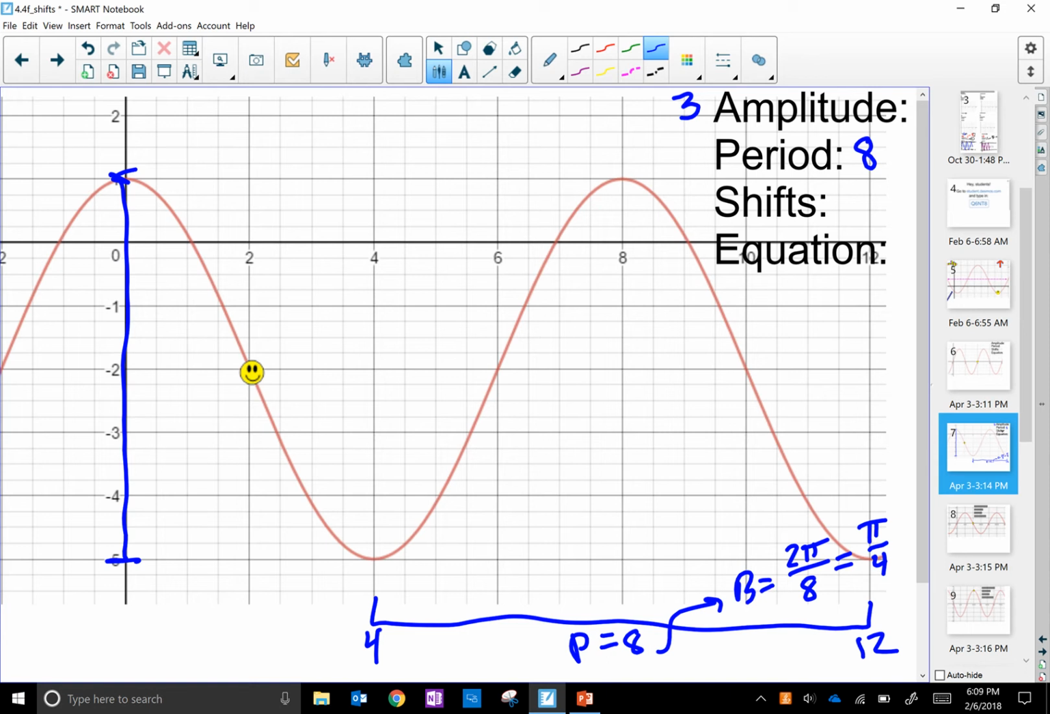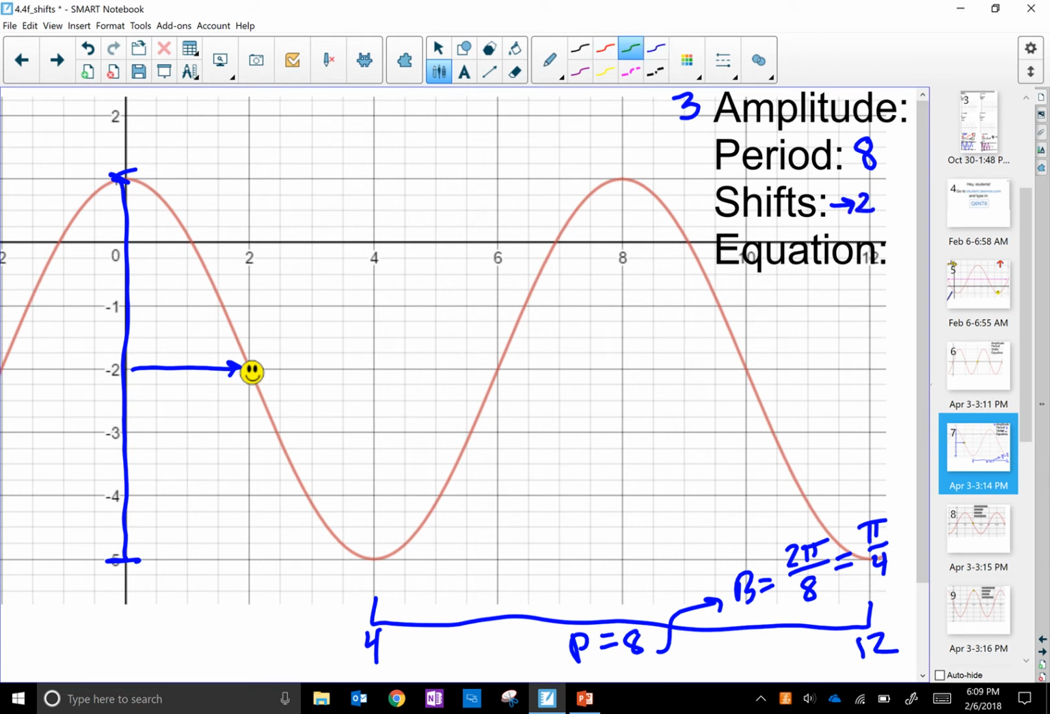Shifts. So the horizontal shift would be the distance of the dot from the y-axis every time. Horizontal shift is how far the dot is from the y-axis. So this is a horizontal shift to the right 2.